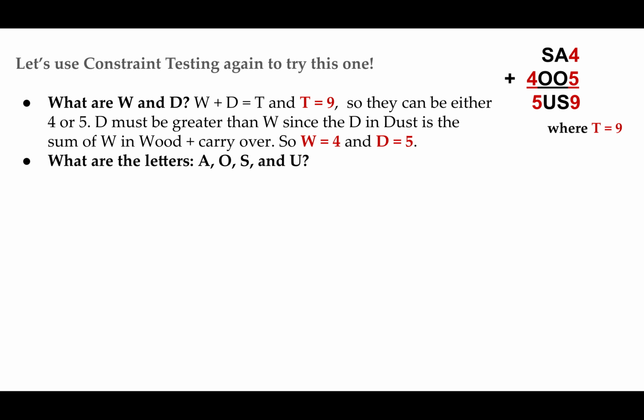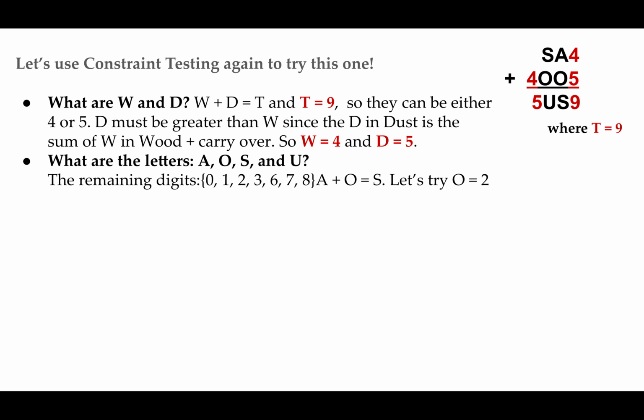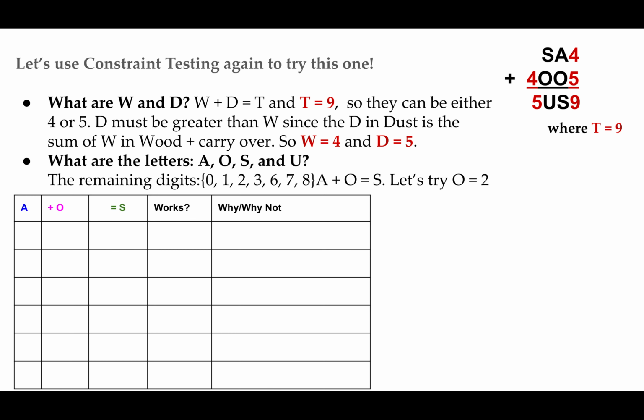So now what are the letters A, O, S, and U? Well, the remaining digits that we have are 0, 1, 2, 3, 6, 7, 8. Remember, the 4, the 5, and the 9 have already been used. And we know that A plus O equals S. So let's try O equaling 2, and I'm going to make a table to make this a little neatly organized. So here's my table. So for A, remember it could be numbers 0, 1, it can't be 2 because we're going to try O for 2, 3, 6, 7, and 8. Again, O will equal 2.